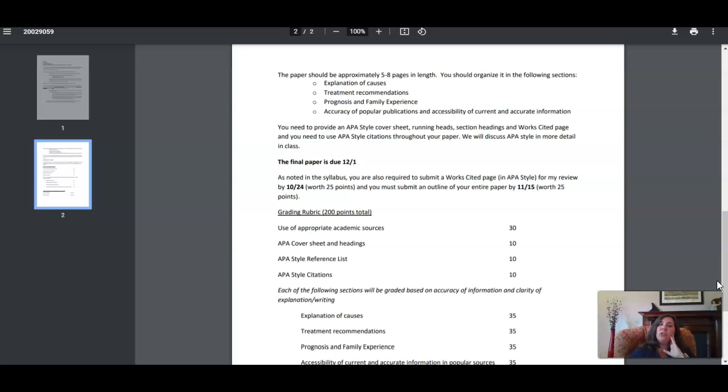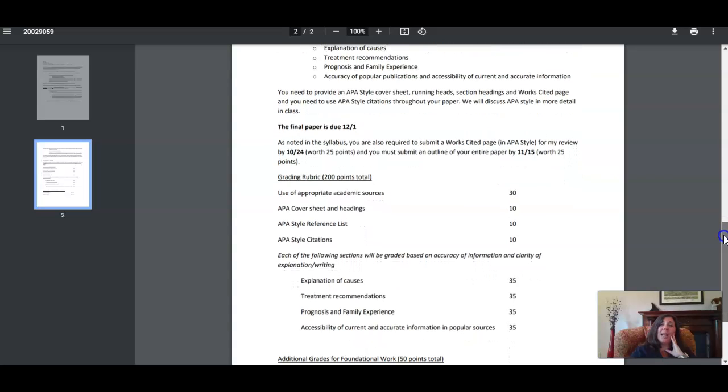The final paper is due on December 1st, so you have the whole semester to do it. But because you have foundational elements, you really don't have all semester to wait. So the first piece that's due to me is October 24th, and that's your works cited page. So you need to have all of your sources together by then and put together an APA style works cited page. And then you also need to have an outline of your whole paper by November 15th.